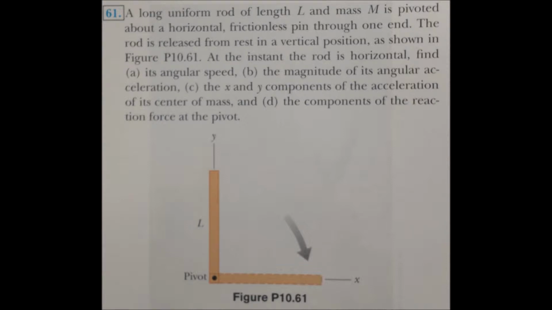Its angular speed, B. The magnitude of its angular acceleration, C. The x and y components of the acceleration of its center of mass, and D. The components of the reaction force at the pivot. You are given length is equal to L and mass is equal to m.